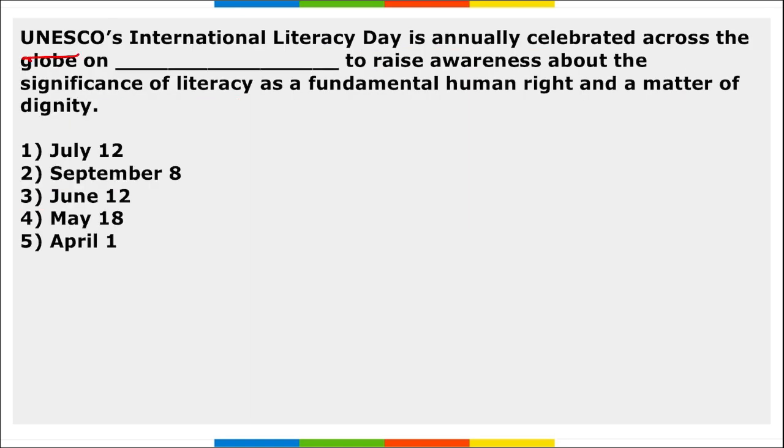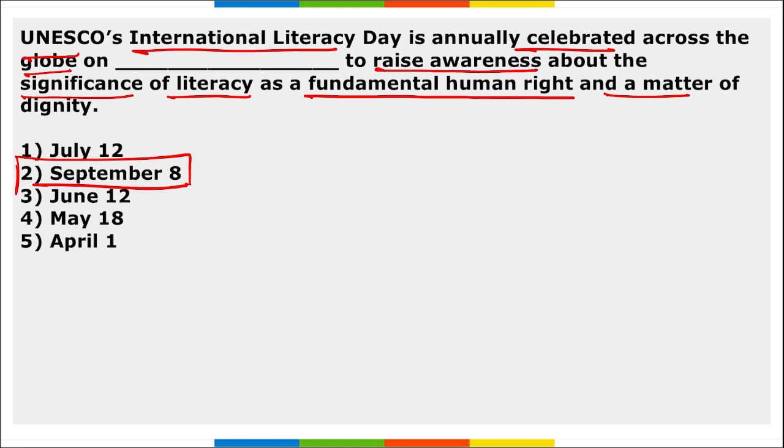Next, UNESCO's International Literacy Day is annually celebrated across the globe. When is it celebrated? It is celebrated on 8th of September to raise awareness about the significance of literacy as a fundamental human right and a matter of dignity. For the first time, this day was observed in 1967.